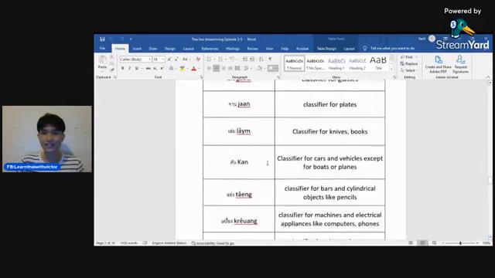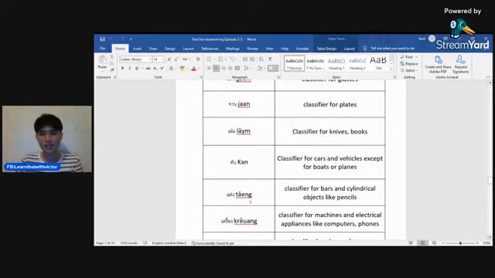Next one is the word คัน. This one is a classifier for cars and vehicles, except it has an exception for boats and planes, okay. So when you have two cars, like I said before, ผมมีรถสองคัน, I have two cars. มีรถบัสตรงนี้สองคัน, There are two buses here. Something like that. So this word, kan, is the classifier of vehicles and cars.